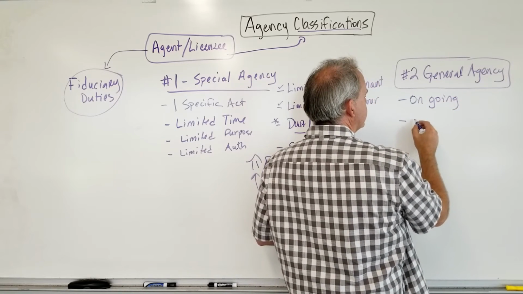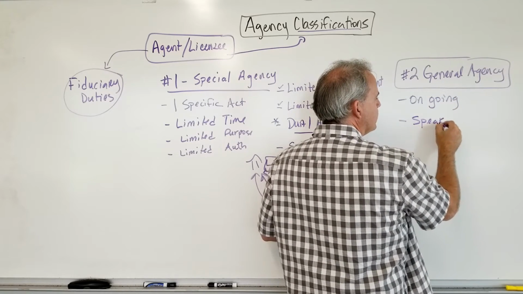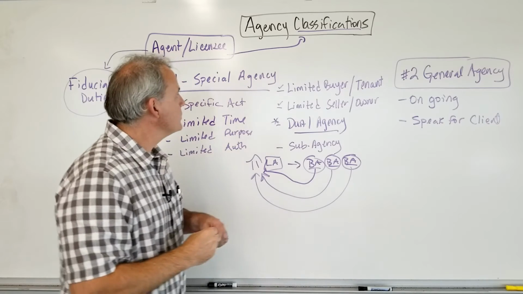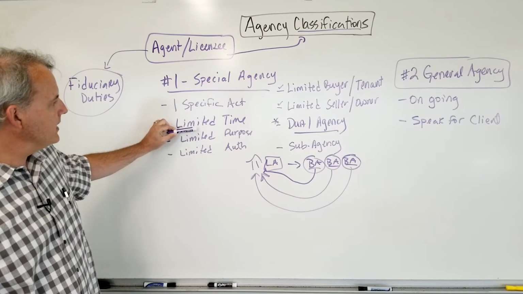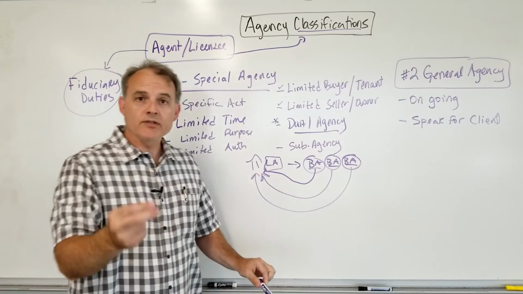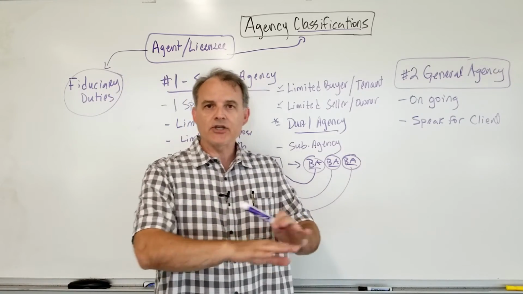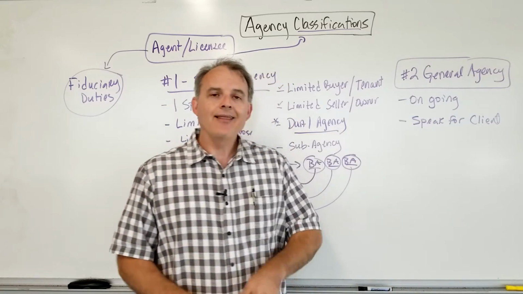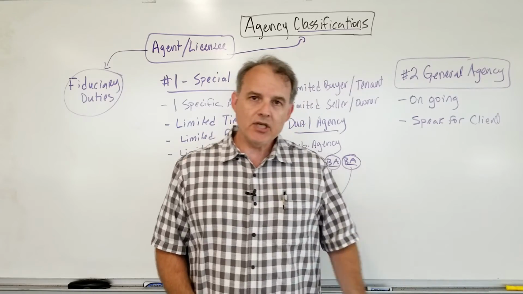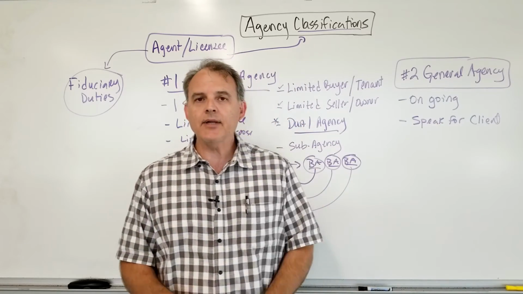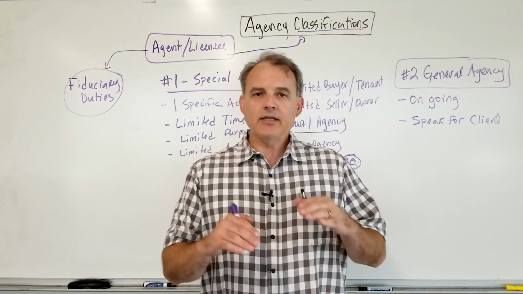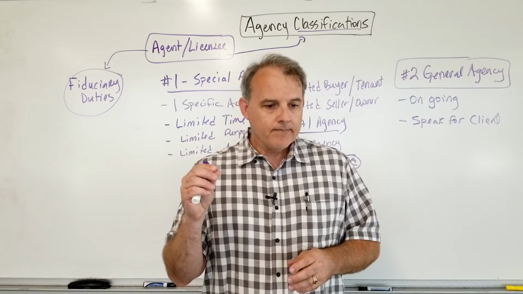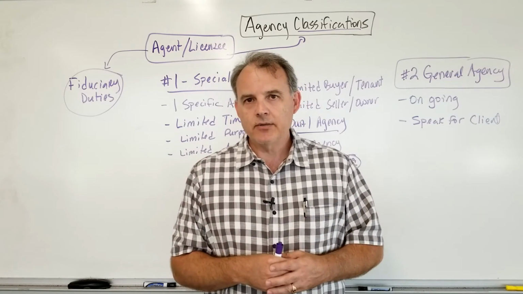Ongoing. And number 2 is the licensee can speak on behalf or for the client. All right, now under special agency, remember it was limited time, limited purpose, limited authority in one specific act. And once that one specific action ended, then their relationship is done. But under general agency, that agency relationship continues. Now, where do we see this the most common? It's in property management. And it doesn't matter the type of real estate that the licensee is managing. General agency is typically what you see.